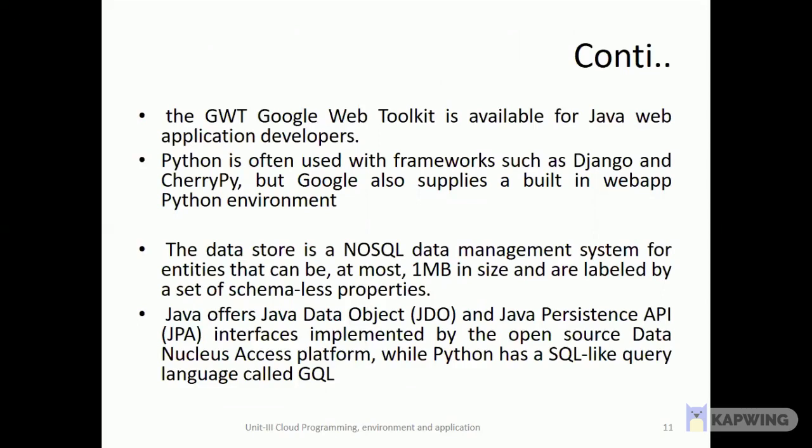Python is often used with frameworks such as Django and CherryPy, but Google also supplies a built-in webapp Python environment. A data store is a NoSQL data management system for entities that can be at most 1 MB in size and are labeled by a set of schema-less properties. Java offers Java Data Objects, that is JDO, and the Java Persistence API interface implemented by the open source DataNucleus access platform, while Python has a SQL-like query language called GQL.